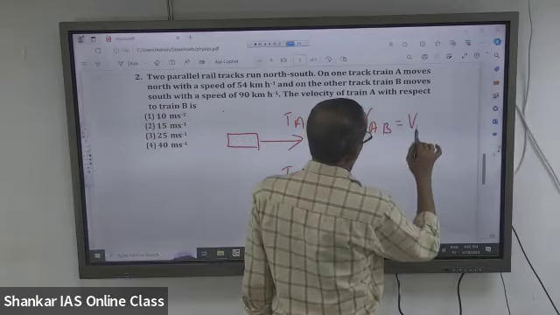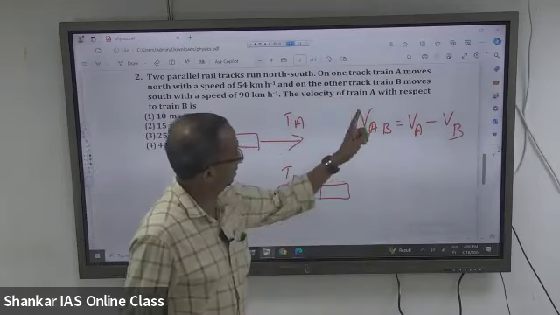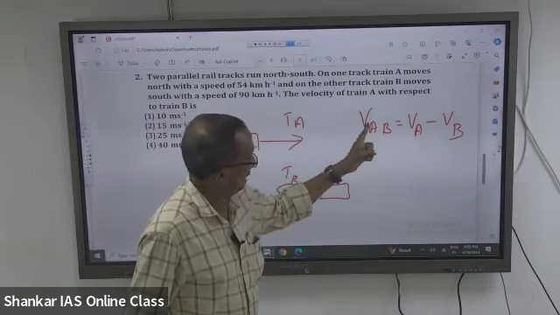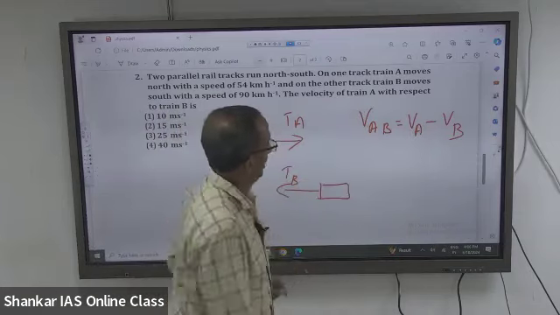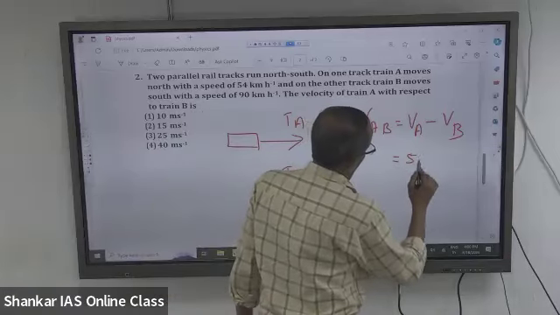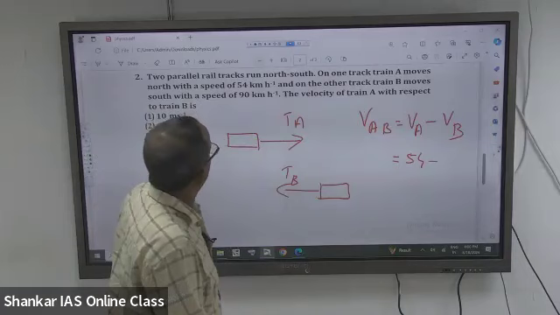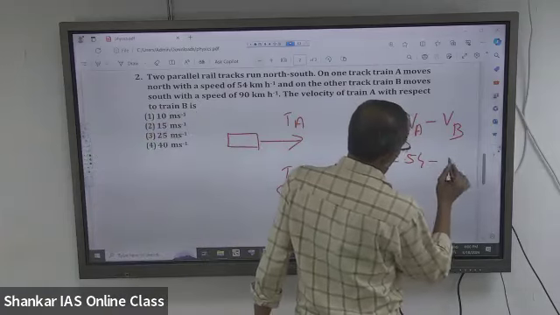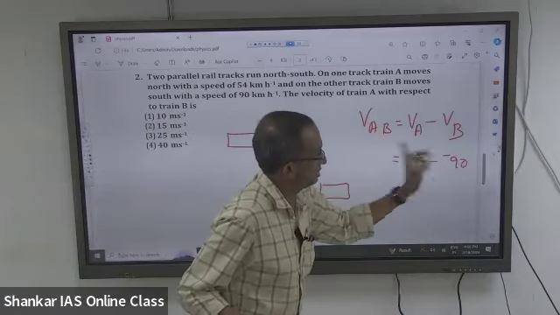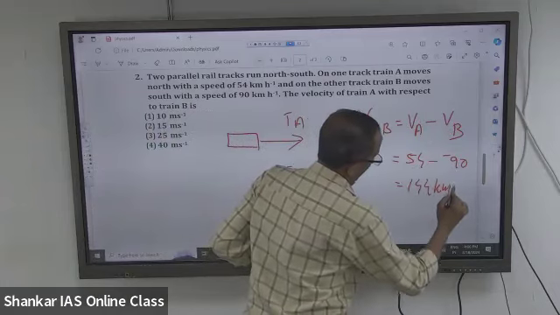That is VA minus VB, velocity of train A with respect to train B. VA minus VB. That is, VA is 54 km per hour minus VB, which is 90 km per hour, but it is moving in the opposite direction, so it is minus 90. With respect to A, the velocity of B is negative. So you'll get 144 km per hour.